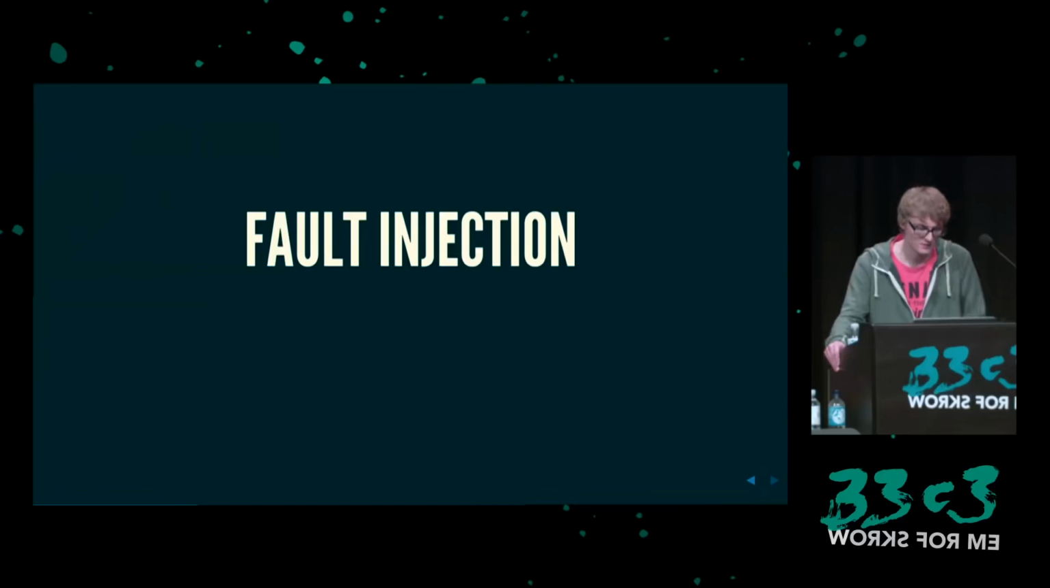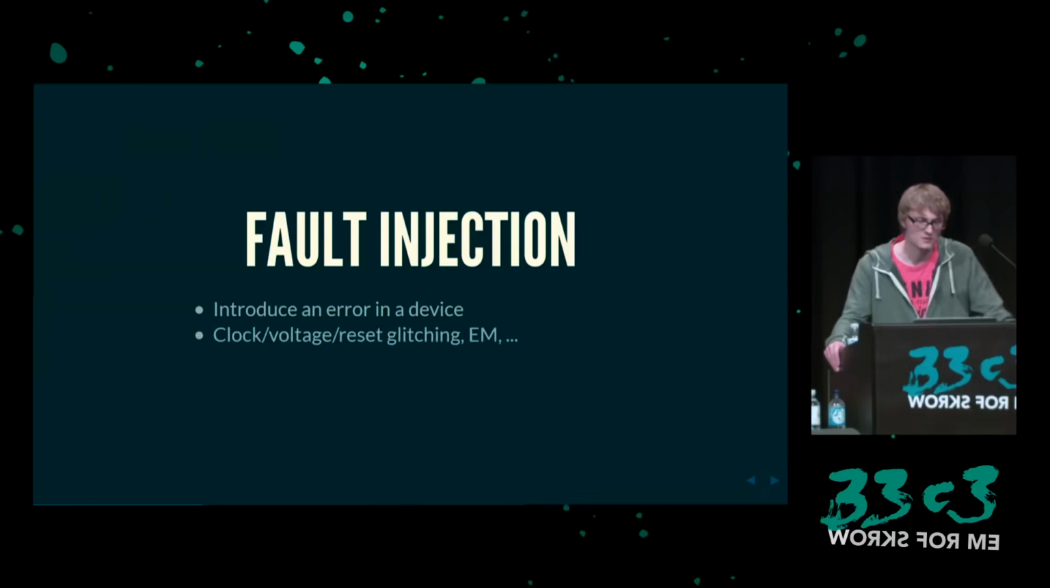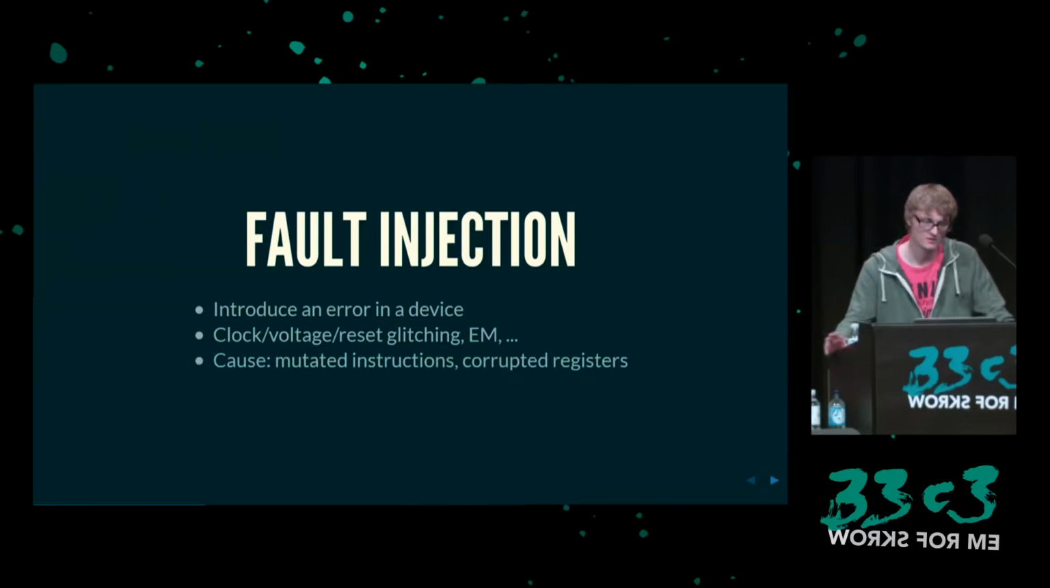Basically, you introduce an error into the device by glitching the clock or voltage, or the reset line. You can also do electromagnetic fault injections. There are many ways. But basically what you want to get is a mutated instruction, an instruction skip, or some corrupted registers. What you don't want is just a stupid lockup where it crashes, and that's not really useful.